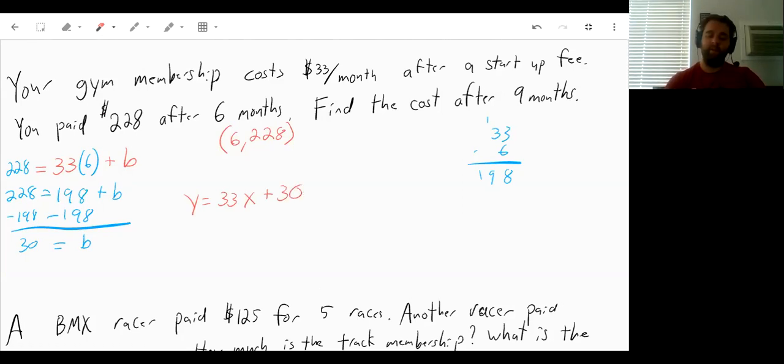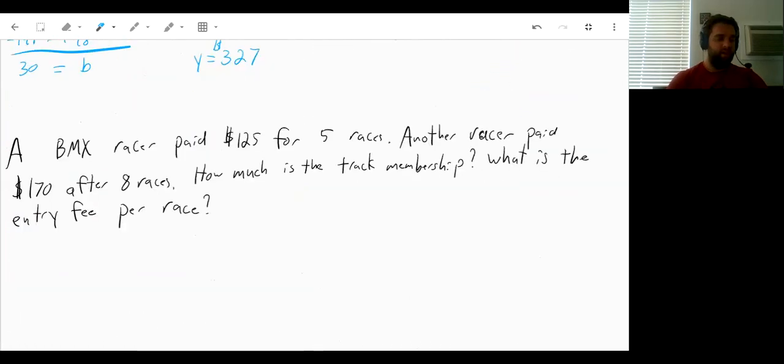Now we need to find out what the cost is after 9 months. So that just means we're replacing our x with that 9, because that's how many months later. So 33 times 9 plus 30 comes out to be a total cost of $327 for 9 months of a gym membership. Let's try one more example.